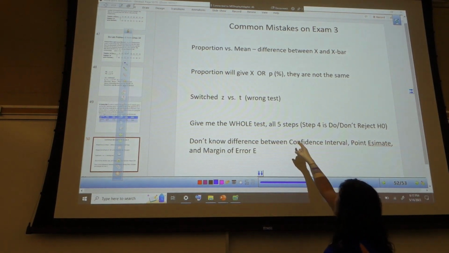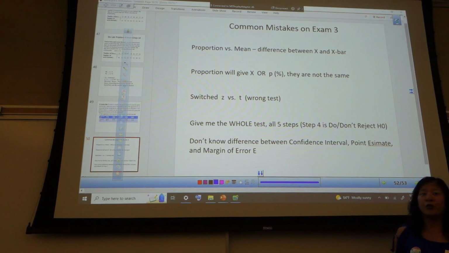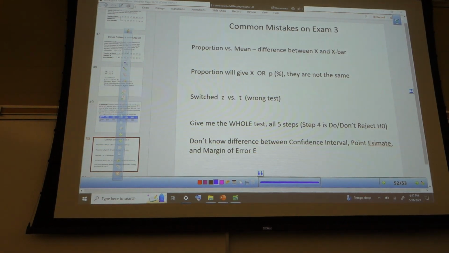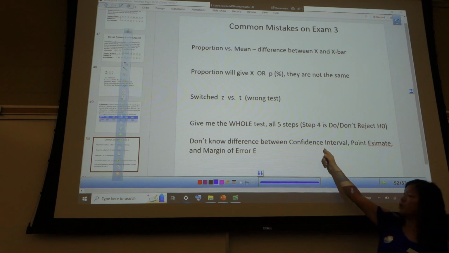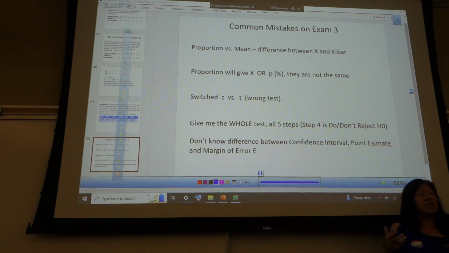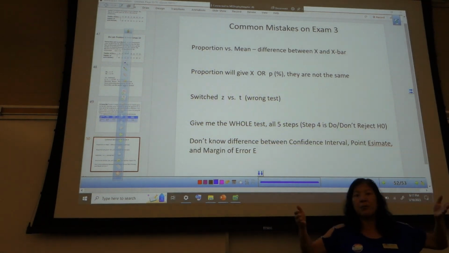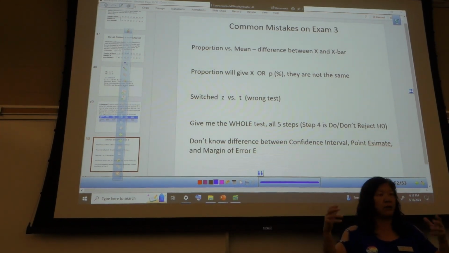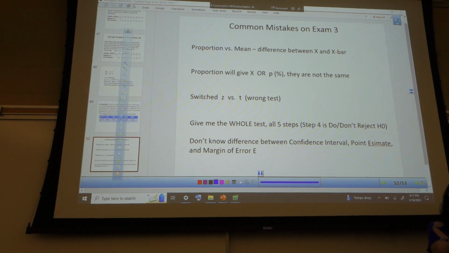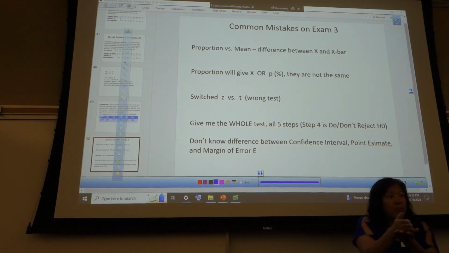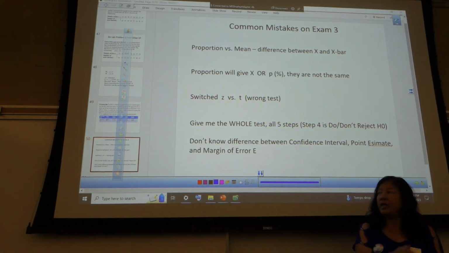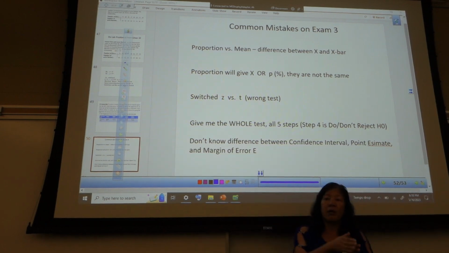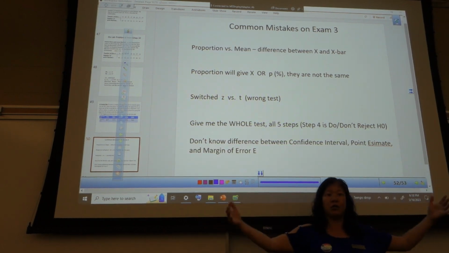And make sure you give me the whole test. Step 4, don't forget to say reject or fail to reject H naught. That's part of it. You lost a lot of points for that. And the last thing, for those confidence intervals, those are 3 separate things. The confidence interval is the number blank to comma blank in parentheses. That's your range. The point estimate is the one number that's your best predictor in the middle, that's your x bar or your p hat. And the margin of error is the amount that you subtract or add from that to get to your ends.